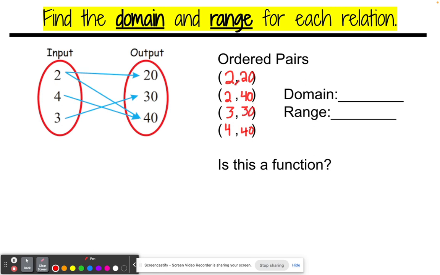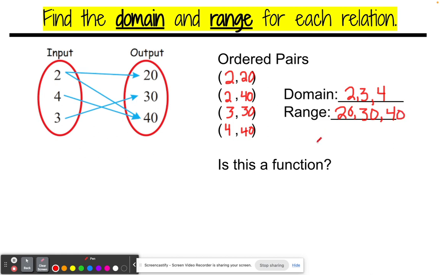Now my domain for this is 2, 3, and 4. The 2 shows up twice, but I don't repeat it. My domain is 2, 3, and 4. Those are my x values. My range, I have 20, 30, and 40. Again, I don't repeat that 40. Those are my y values.